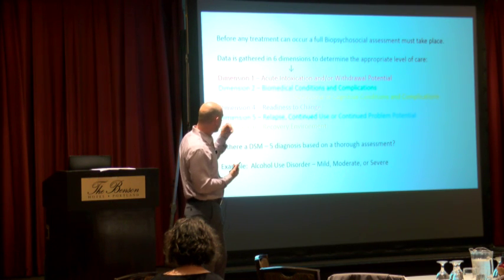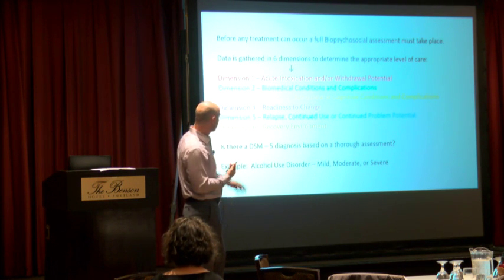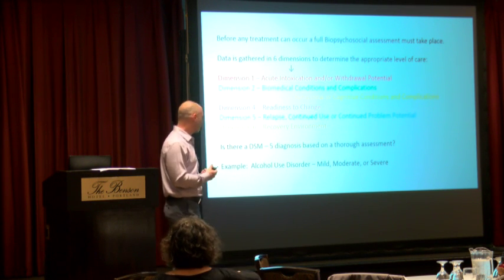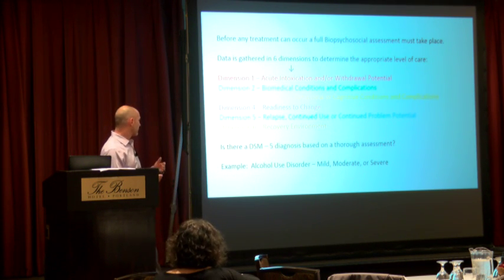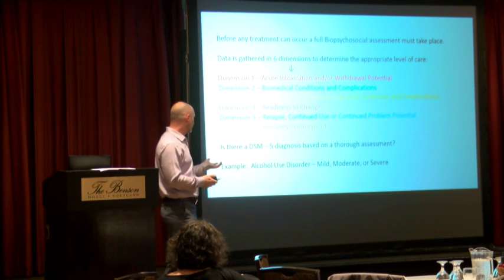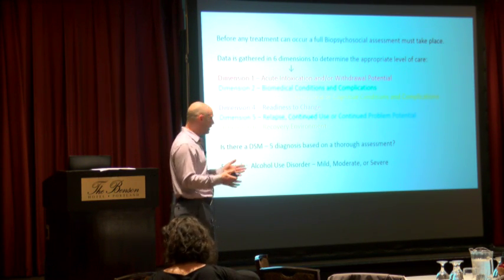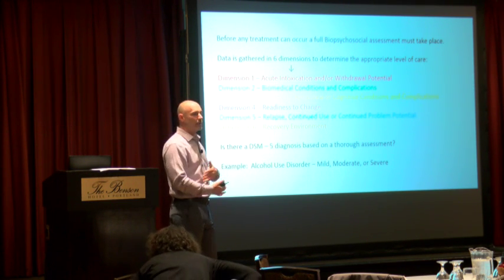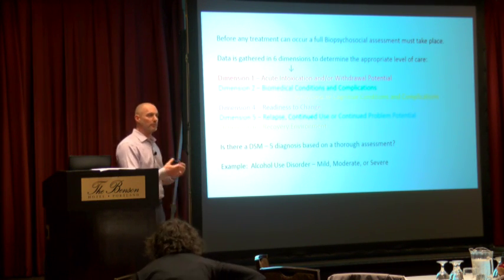But we need to assess that because that's a factor as well. Dimension 5 is relapse, continued use, or continued problem potential. Right? What's their history? Have they ever tried to get clean before? What's been their longest period of sobriety? How did they do that? What kind of supports did they have in place? We really want to flesh that out.